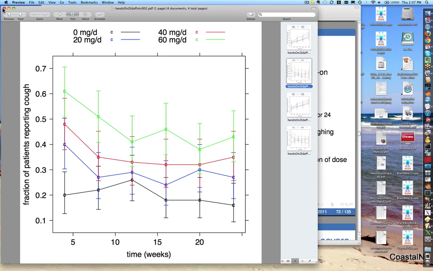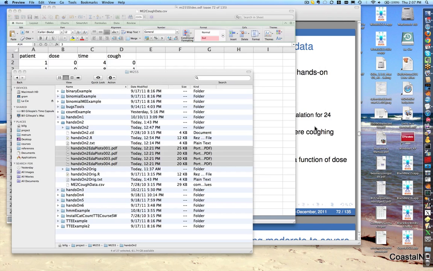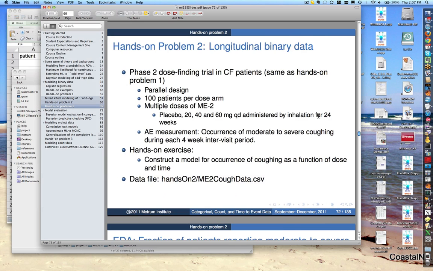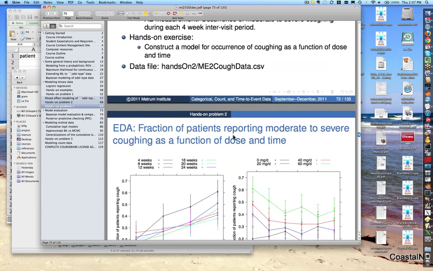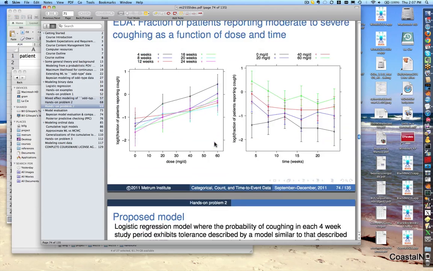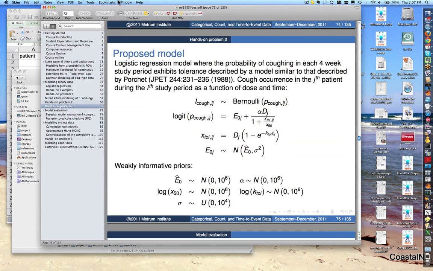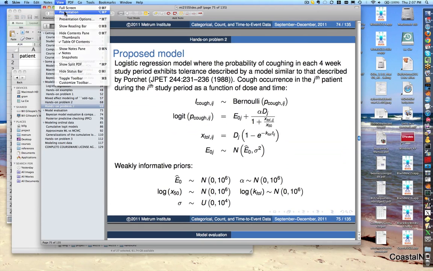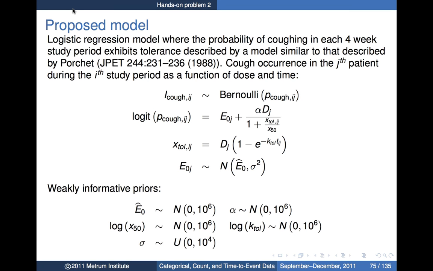Okay, so let's move on to how we might model it. And here, let me bring up the model I had proposed. Let's go ahead and bring this full screen. Okay, so this is the one I had proposed to you. Again, it's going to be a binary model, but it's going to be a mixed effects binary model where we're going to incorporate a random effect on at least one of the parameters here.